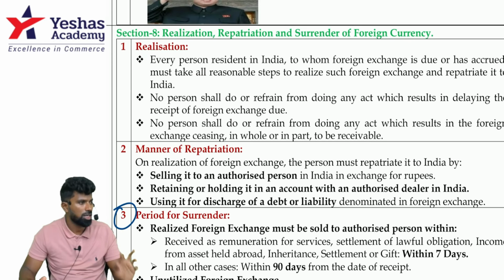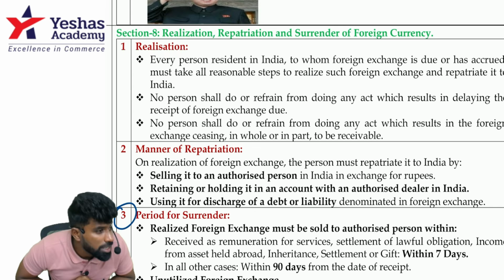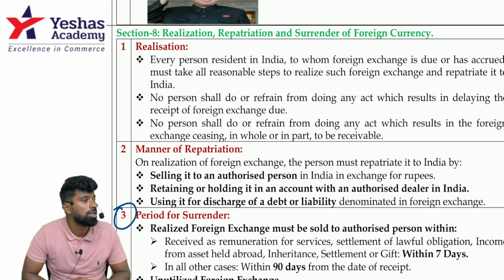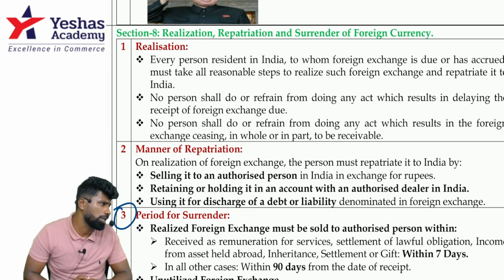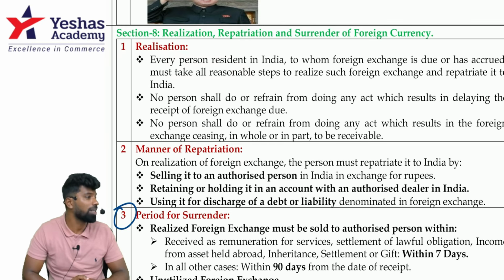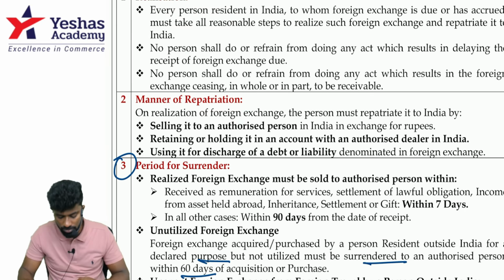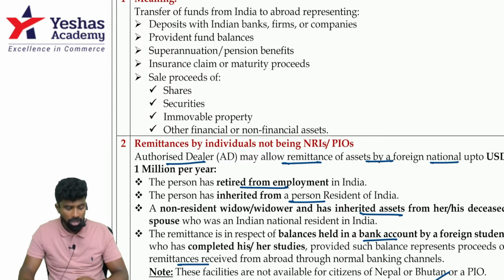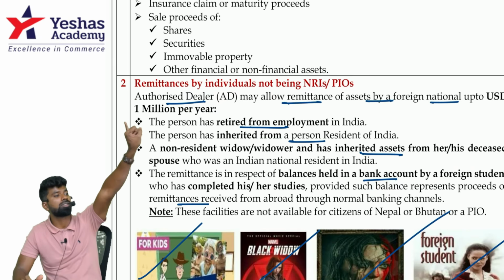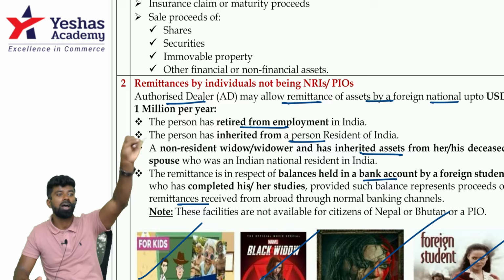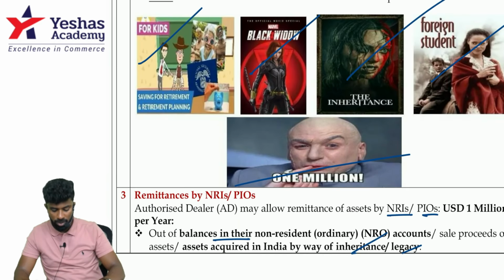Realization, repatriation, and surrender. Within how many days are you supposed to realize? 7 days. Otherwise, 90 days. Are you supposed to repatriate by selling to the authorized person? Yes. Surrender of foreign currency, remittance of assets. How many million? 1 million.